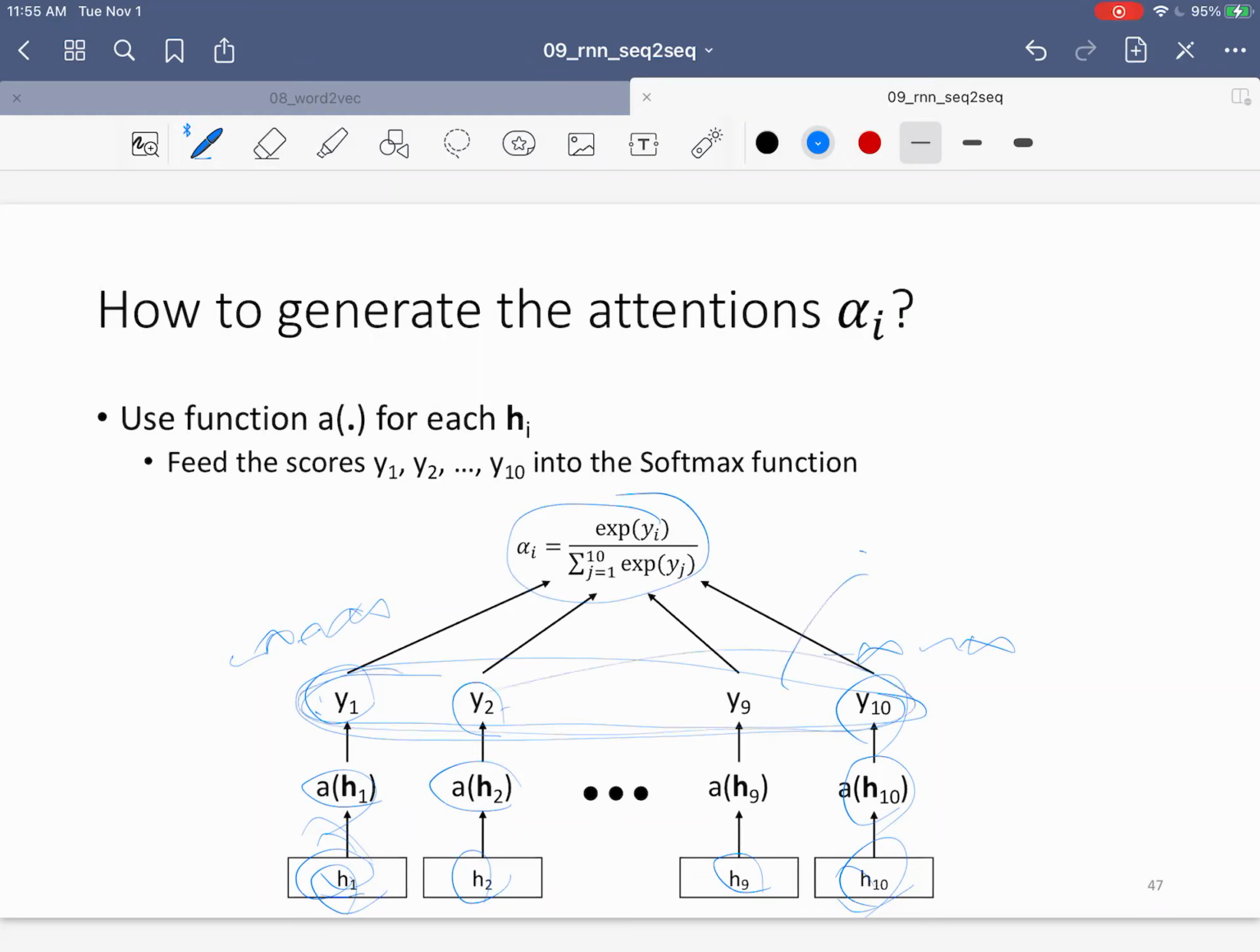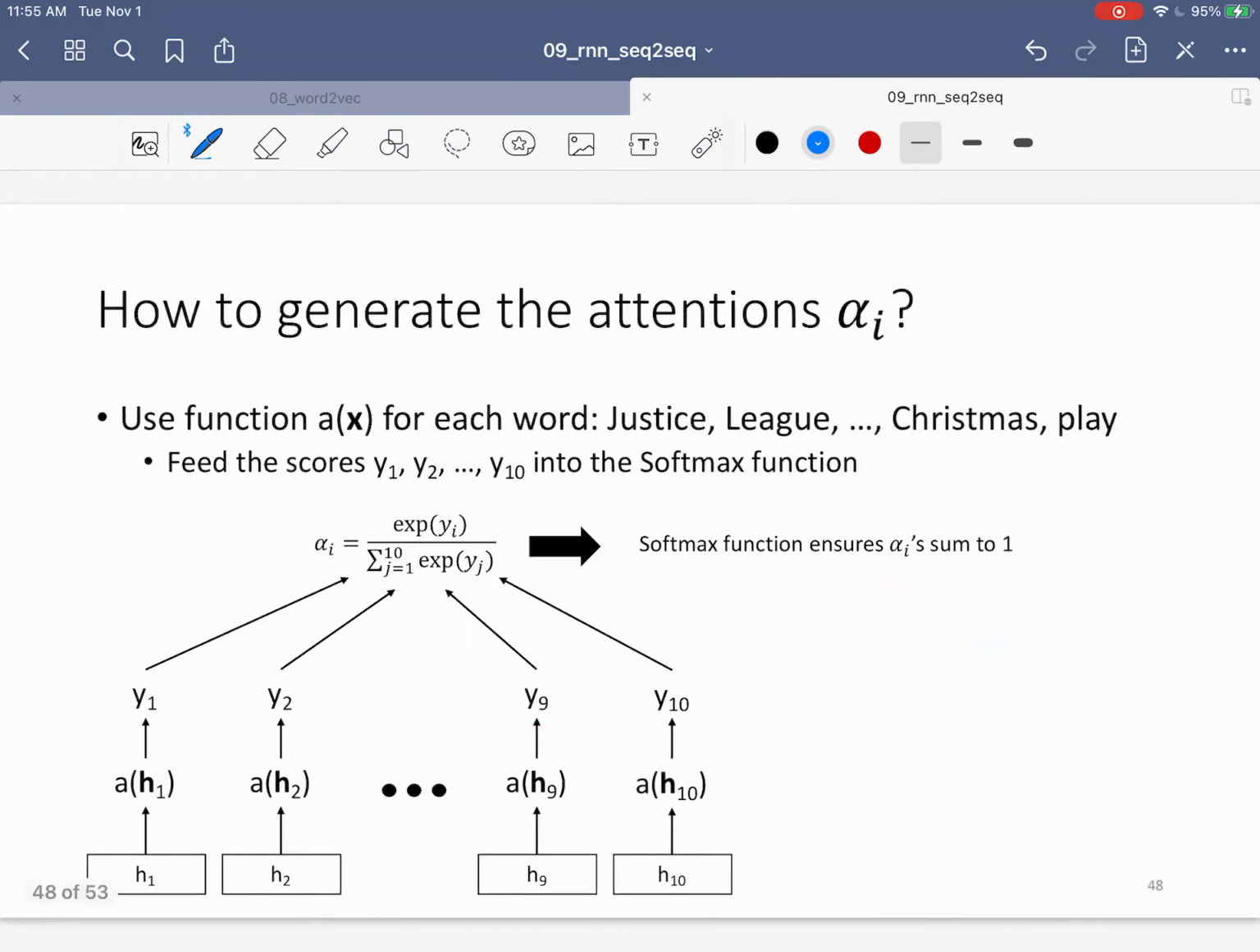Because here, this is just 10 different scalar values, but if you put them into a softmax function, then you get a probability distribution, right? Because softmax normalizes the logits basically. So you have alpha 1, alpha 2, all the way to alpha 10, which is normalized value from y1 put through a softmax function. So that's how your softmax ensures that all the alphas sum to 1, right?